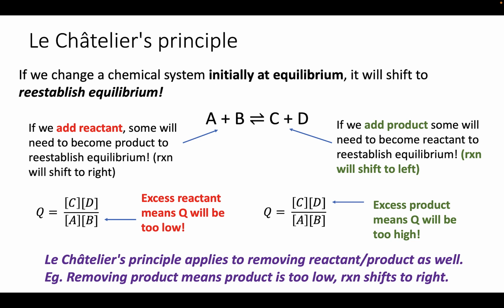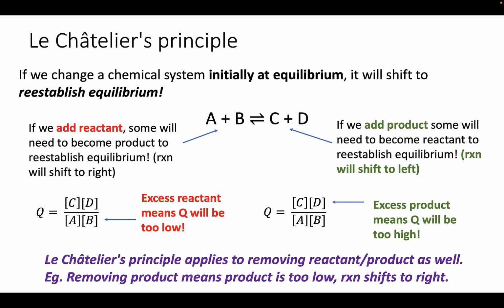So if we want to remove reactant and product, this will apply as well, right? If we remove product, that means that there's too much reactant, and therefore it's going to need to shift to the right. Right? If we remove reactant, it's going to need to shift to the left because there's not enough reactant there. So how we change the system will cause the equilibrium to change its balance and is very important.